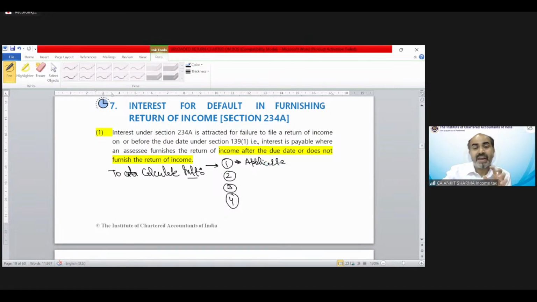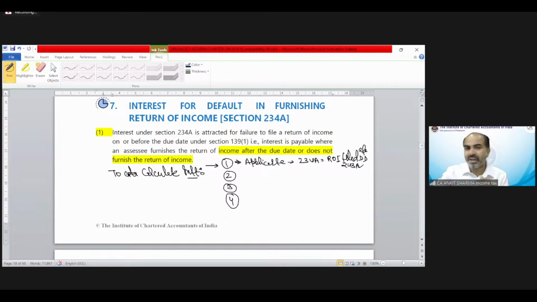Or I can say when we need to charge the interest. So when it is applicable, 234A is applicable when the return has not been filed up to the due date. So if the return of income is filed after the due date, then 234A interest would be applicable.